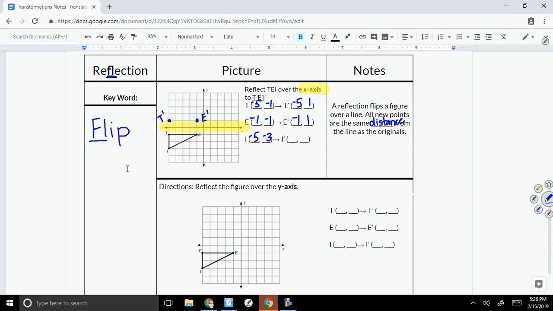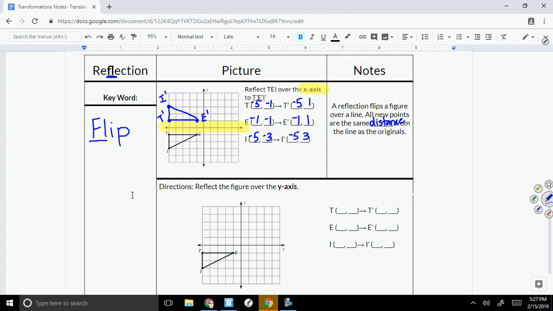And our last point, I, was originally at (-5, -3). Now this point was farther away from the line, so I have to count how far. It was 3 away from the line originally, so the new point is also going to be 3 squares away from the line. And that's I prime at (-5, +3). Now I can connect my dots. So it almost looks like that triangle is looking in the mirror, that line that I highlighted, and that new image that I wrote is kind of like its reflection in the mirror.